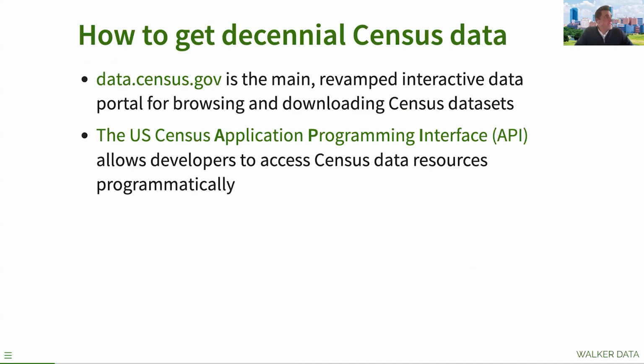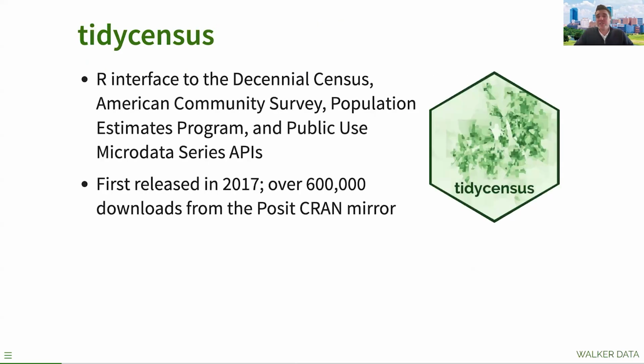How you get decennial census data. Data.census.gov is going to be your main point-and-click data portal for getting these data sets. We're going to be working here with something called the Census API, or Application Programming Interface, which allows developers like all of you, you're using R today, so you are developers, to access these data resources with code, so programmatically. However, you don't have to hit the API in its raw form. We do it through Tidy Census.